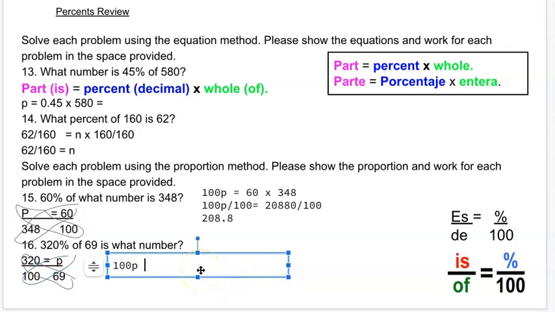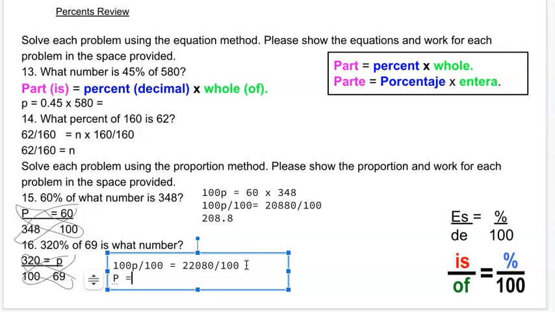It doesn't matter. That's why it was easier to write it that way. 100P equals 320 times 69. I have my calculator. 320 times 69 equals 22,080, divided by 100, right? Because you're dividing by 100. Oh, I thought it was like the last one. That's why I paused. Sorry. P equals 220.8. Yeah, that's correct. They're a little different, but they're close. So that's how you solve those.